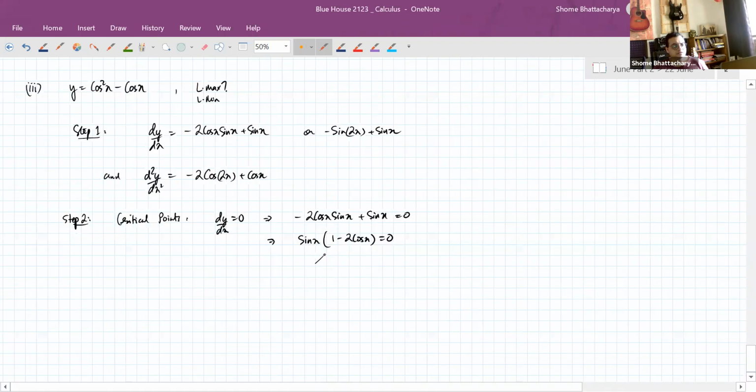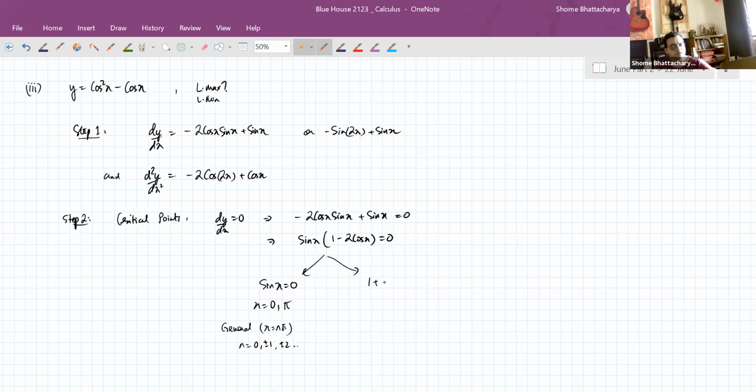So now we will see that in this, either sin x should be 0, that means x is 0, pi, or in general solution n pi, where n is an integer, or 1 minus 2 cos x should be 0, or cos x should be 1 by 2.